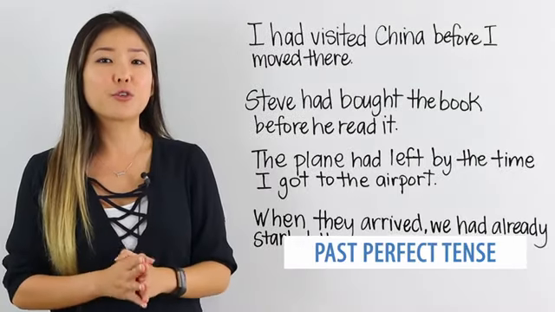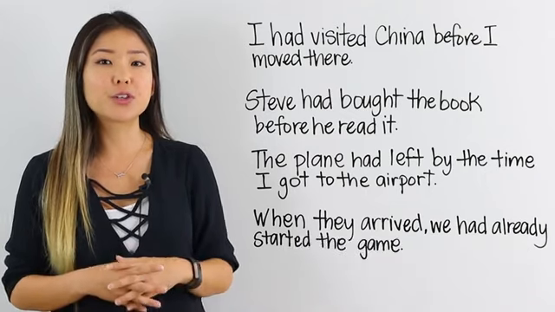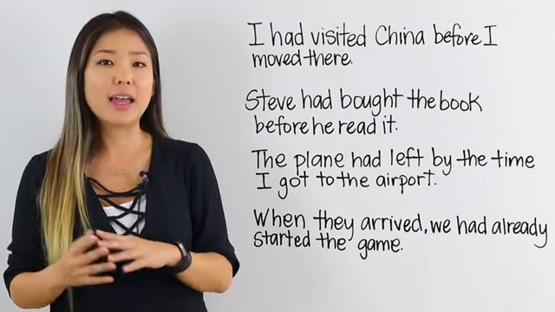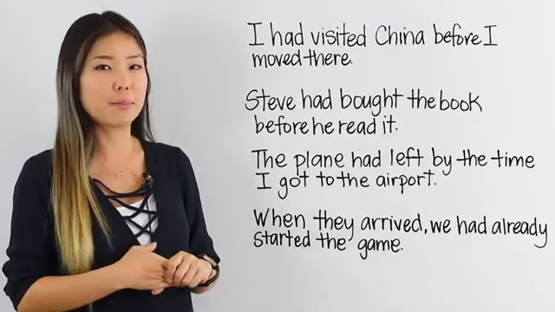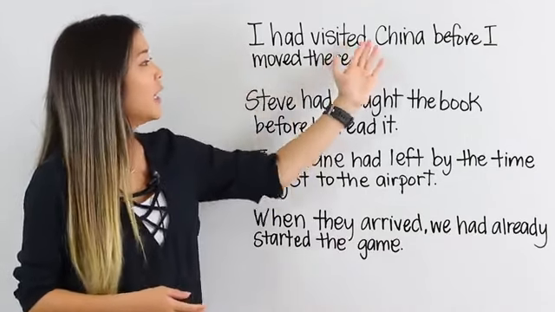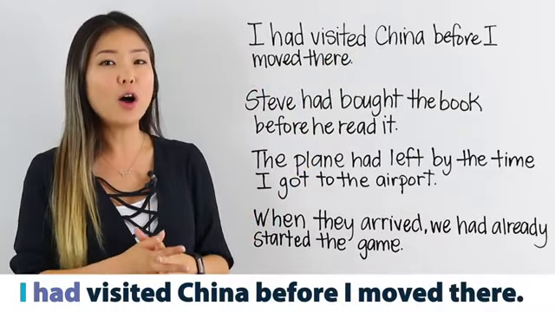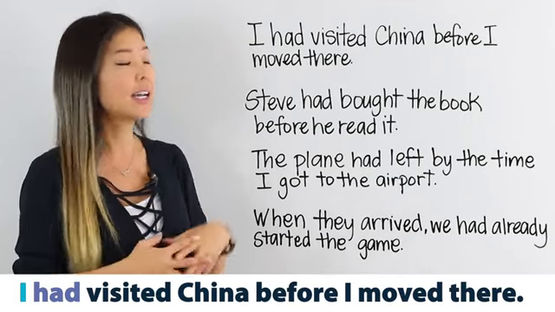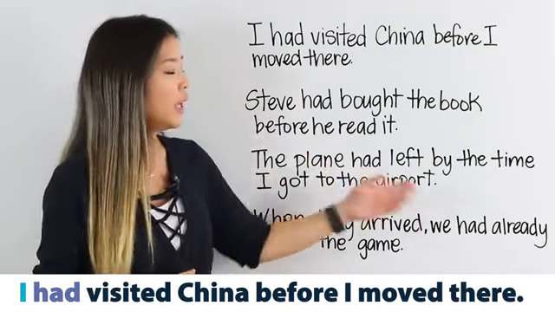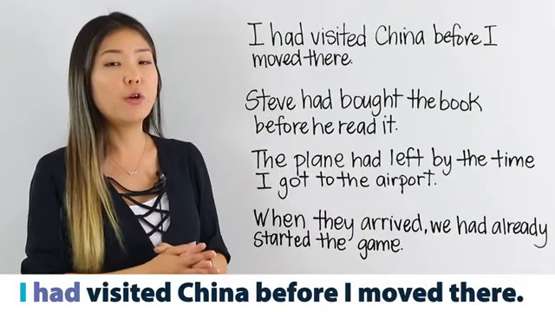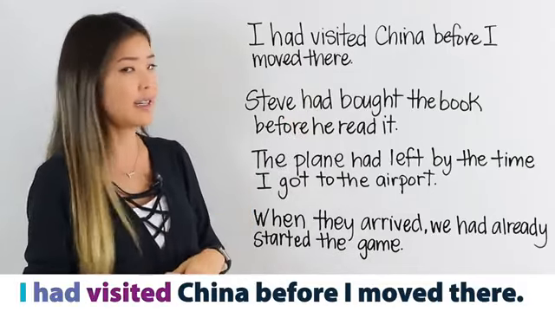Let's take a look at the first usage of the past perfect tense. This tense can be used to describe an action in the past that happened before another action in the past. Here are some examples. I had visited China before I moved there. No matter what the subject, you follow with had, so that's easy. I had, Steve had, the plane had, and we had. Then we follow with the past participle of the verb. In this case, it's visited.